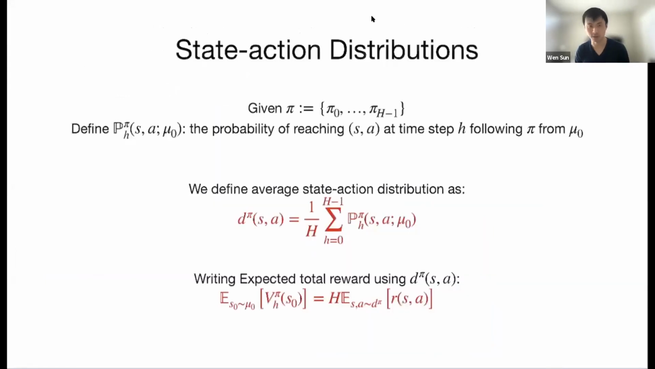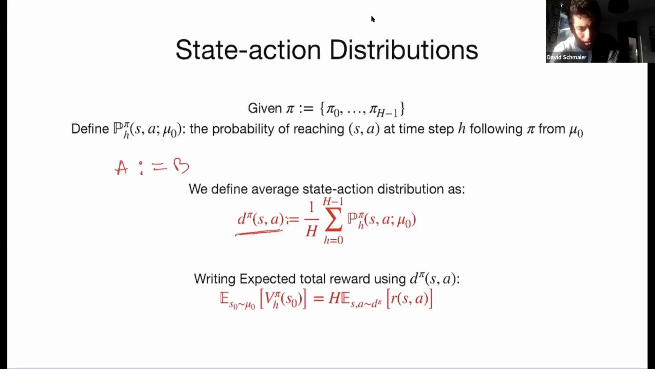Let me actually pause a second here. Any questions so far? Sorry, do you mind just going over what d pi is again? This one? Yeah, so this is just, by definition, the right-hand side of this equation. Oh, okay, we're just defining it. Yeah. Let me use this notation: A defined as B, which says that by definition, A is equal to B. Thank you.